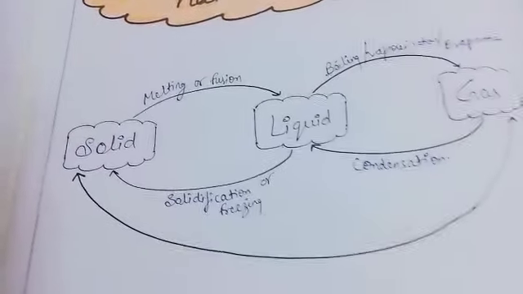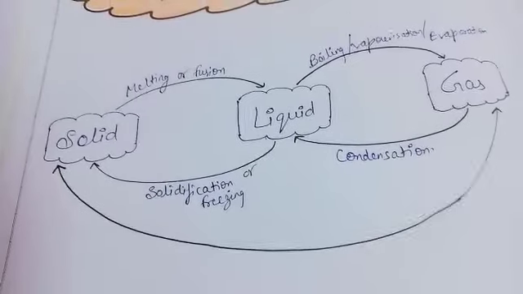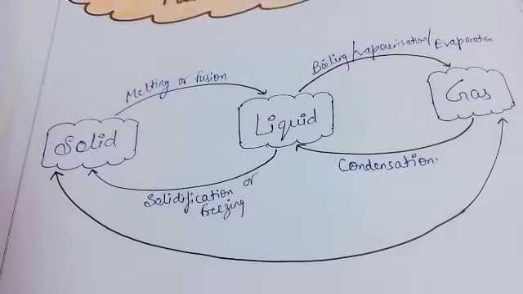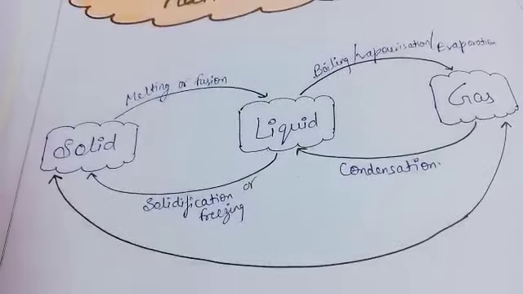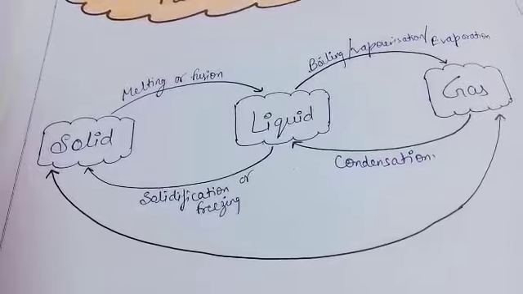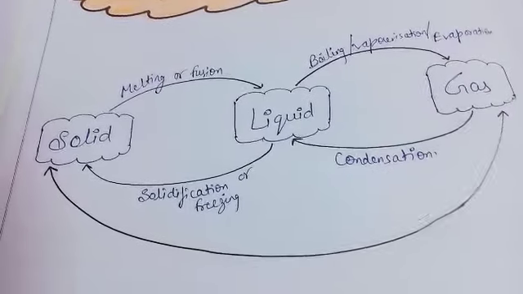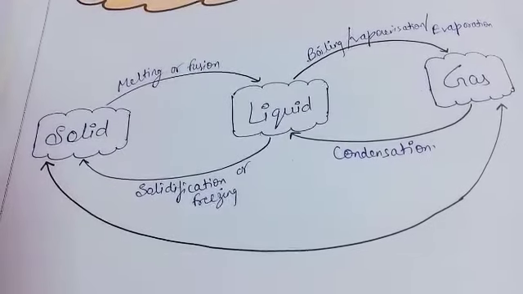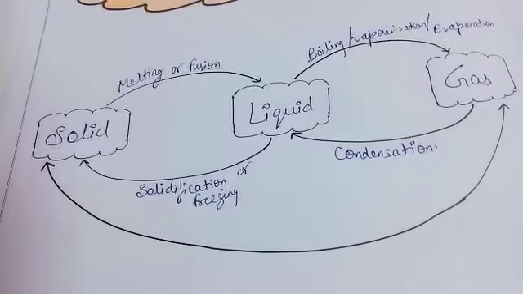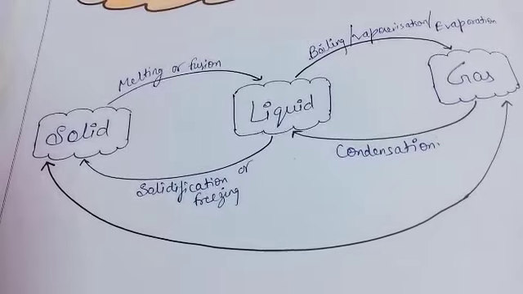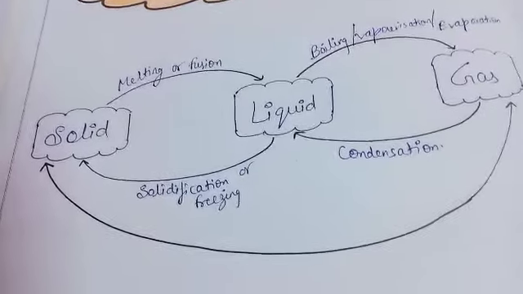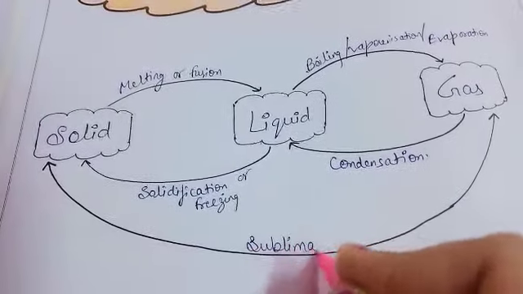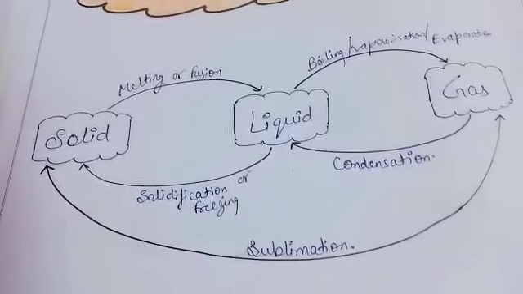Now there are many substances, or compounds, that are directly converted from solid to gas on increasing temperature, and when we decrease the temperature, they are converted from gas to solid. The process in which solid is converted into gas or vapors, or either way, gases or vapors are converted into solid, is known as sublimation.